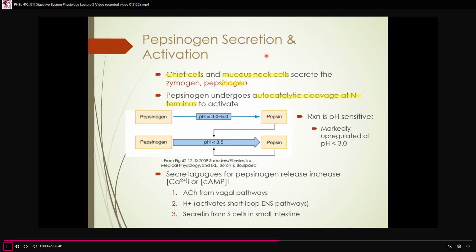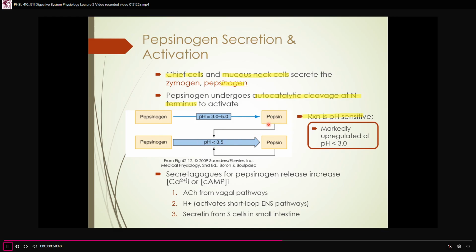When it refolds, it actually creates an active site that can then do protein digestion, can cleave peptide linkages that it couldn't cleave before. As soon as pepsinogen is formed, it can spontaneously go through this reaction, but it goes through it spontaneously at a relatively slow rate. This reaction, however, is very pH sensitive, and it's markedly upregulated when the pH drops below 3.0. That's because it has gone from a pH region that might not have been optimal for pepsin activity to a pH optimum that is very optimal for pepsin.